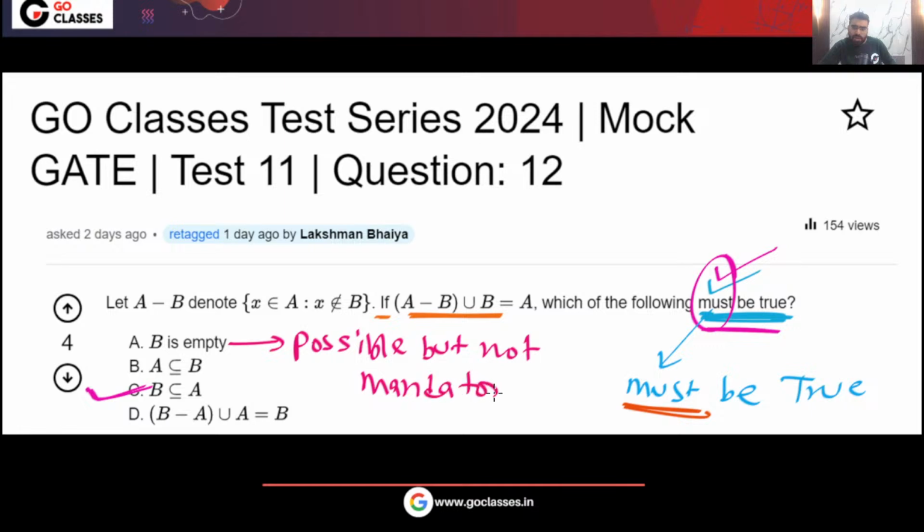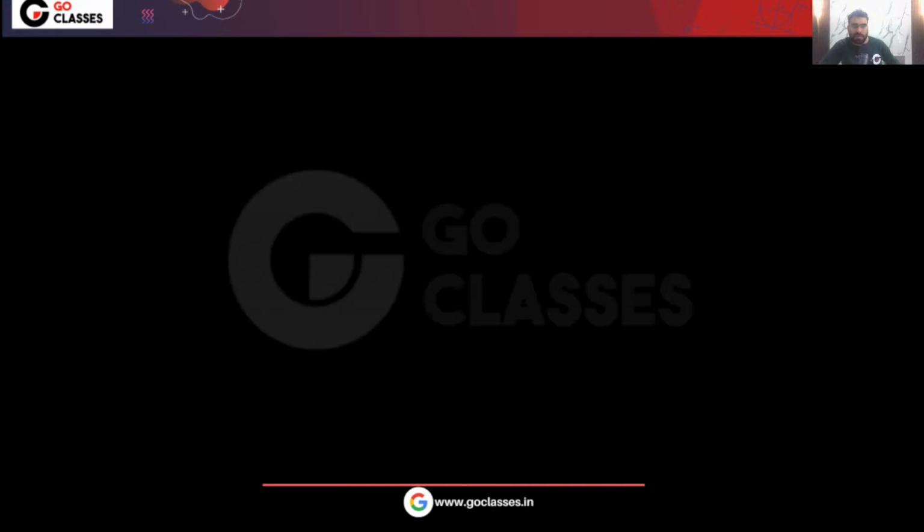Do you agree? This is where many students have made a mistake. So you can easily see that B being empty is not mandatory. See, if B is empty, then this condition will happen. But if this condition happens, then can I say B will be empty? Please notice what I am saying.